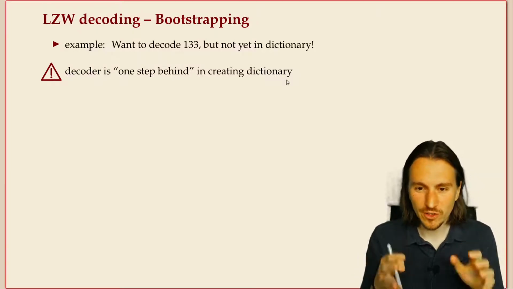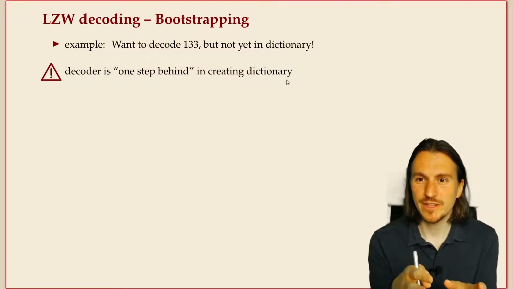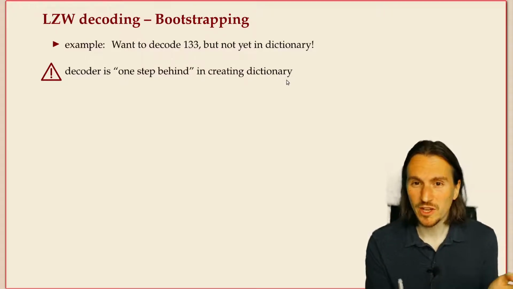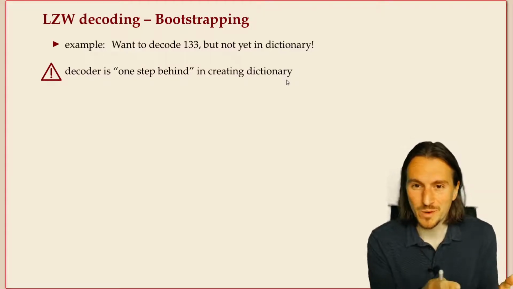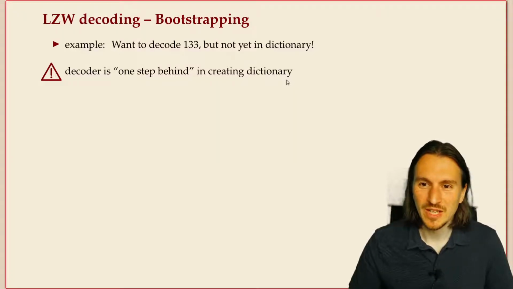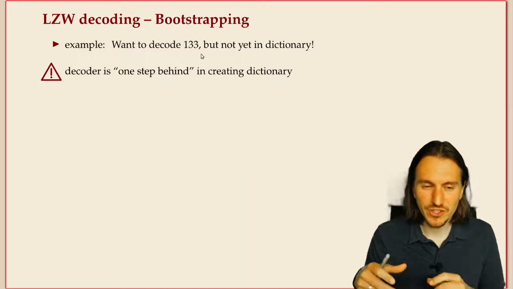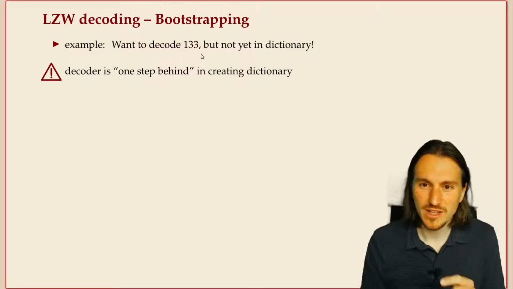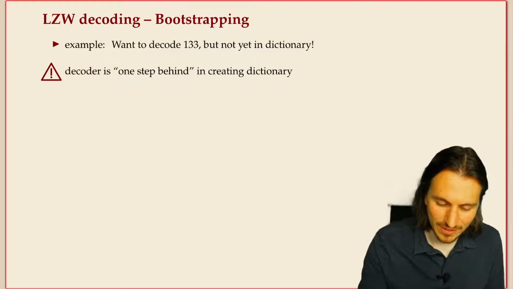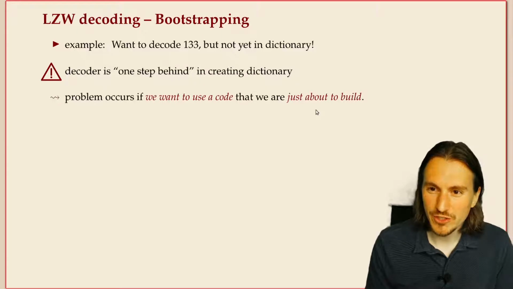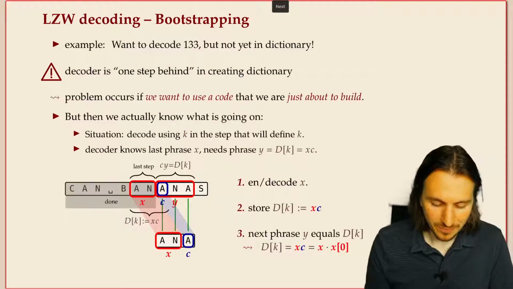The encoder encodes a phrase and then adds that phrase plus the next character to the dictionary. When we decode, we cannot do this because we don't know the next character yet. We have to wait for the next phrase to be decoded, and then we can add it to the dictionary. But it might occasionally happen that the phrase that we just inserted into the dictionary is the one that we use next in the encoding. And in that case, we're in this dead end. So we're trying to use a code that we're just about to build to insert into the dictionary.